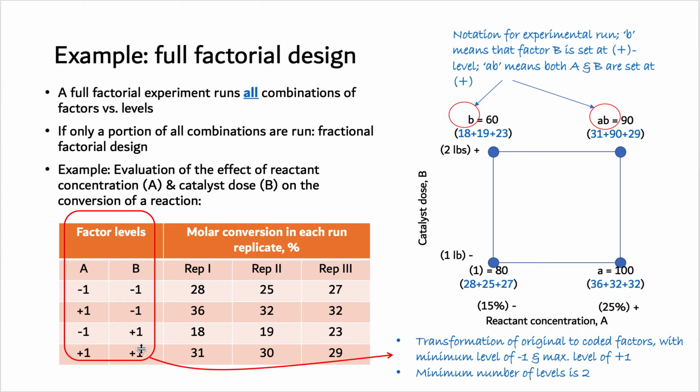For each experiment, we also have a notation for the experiment run. So here, for example, the small b means that the level of B is set at positive while the level of A is set at negative. AB means that both A and B are set at positive level.